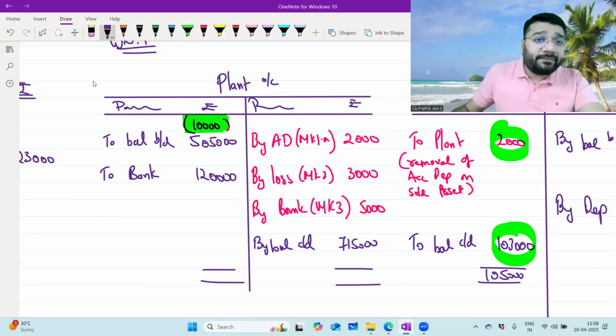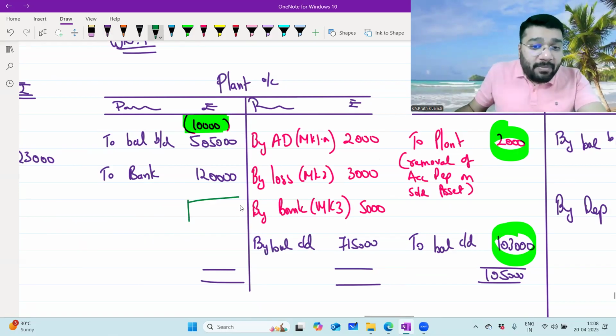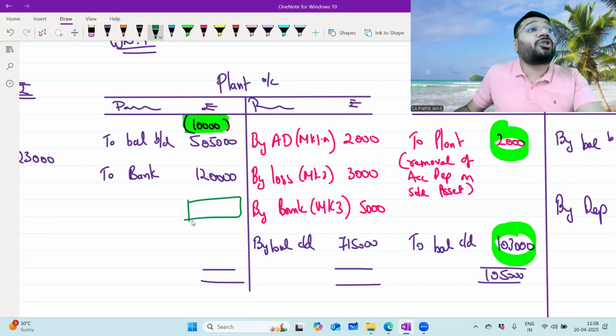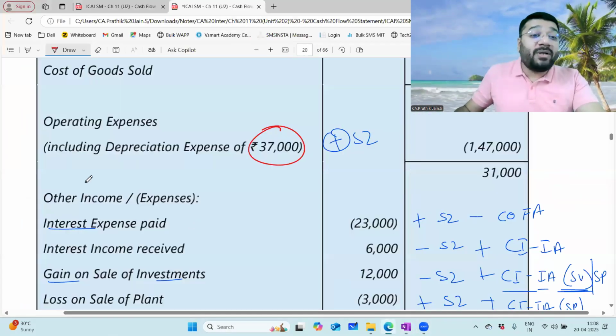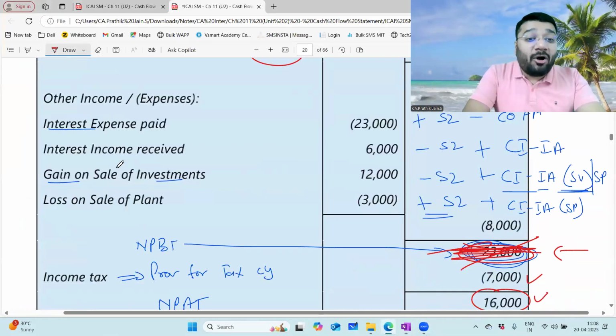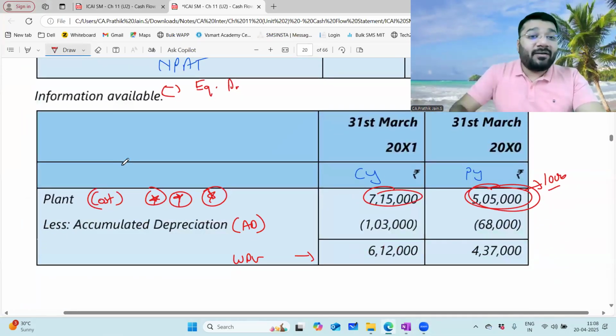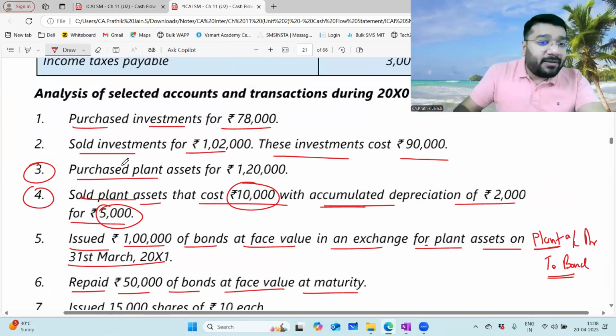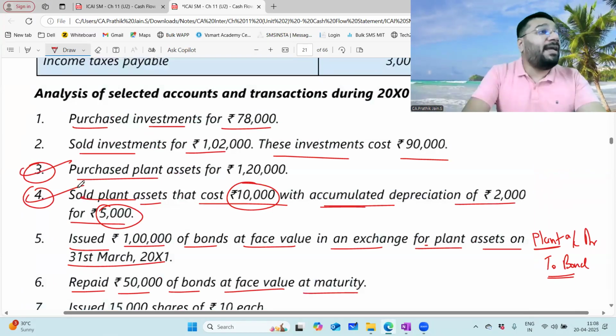So what is happening here? We are getting 1 lakh. The balancing figure is coming here. How much? 1 lakh. Sir, you did only 2 adjustments. For plant, how many adjustments have you marked? 3 adjustments. You have taken care of 2 adjustments. Third adjustment, fourth adjustment are yet to be taken care of.